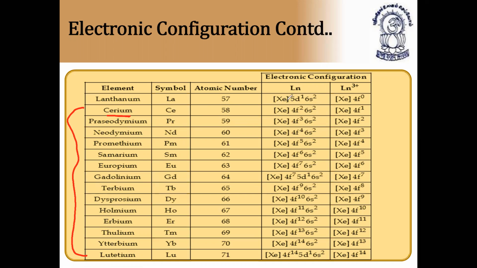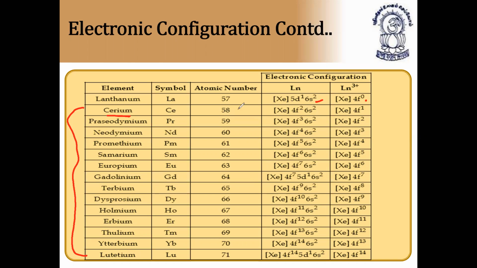So they have lanthanum, as I told you, the valence electron is entering 5d1 6s2. There is no f orbital. And in the plus 3 state, all three electrons are removed, so it becomes 4f0.